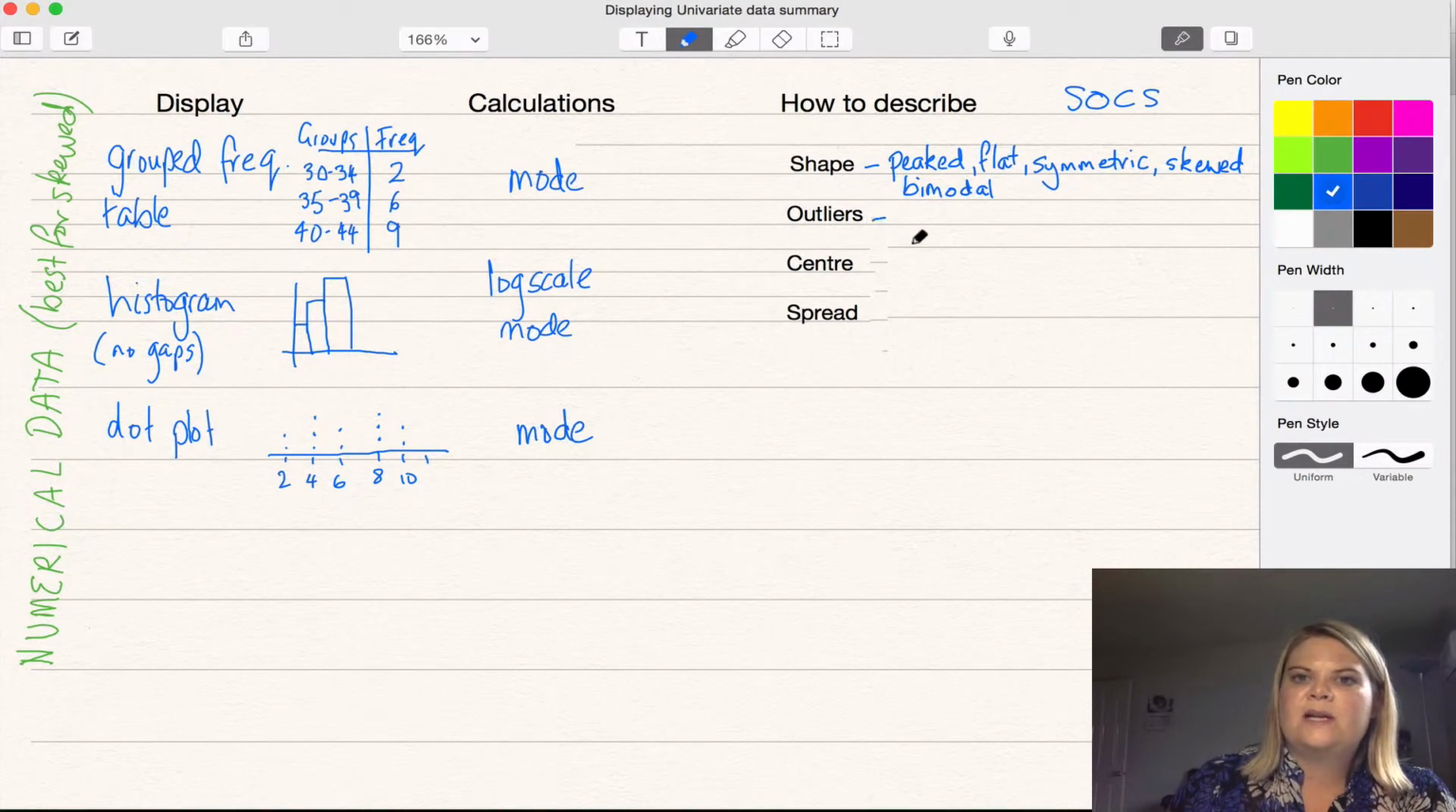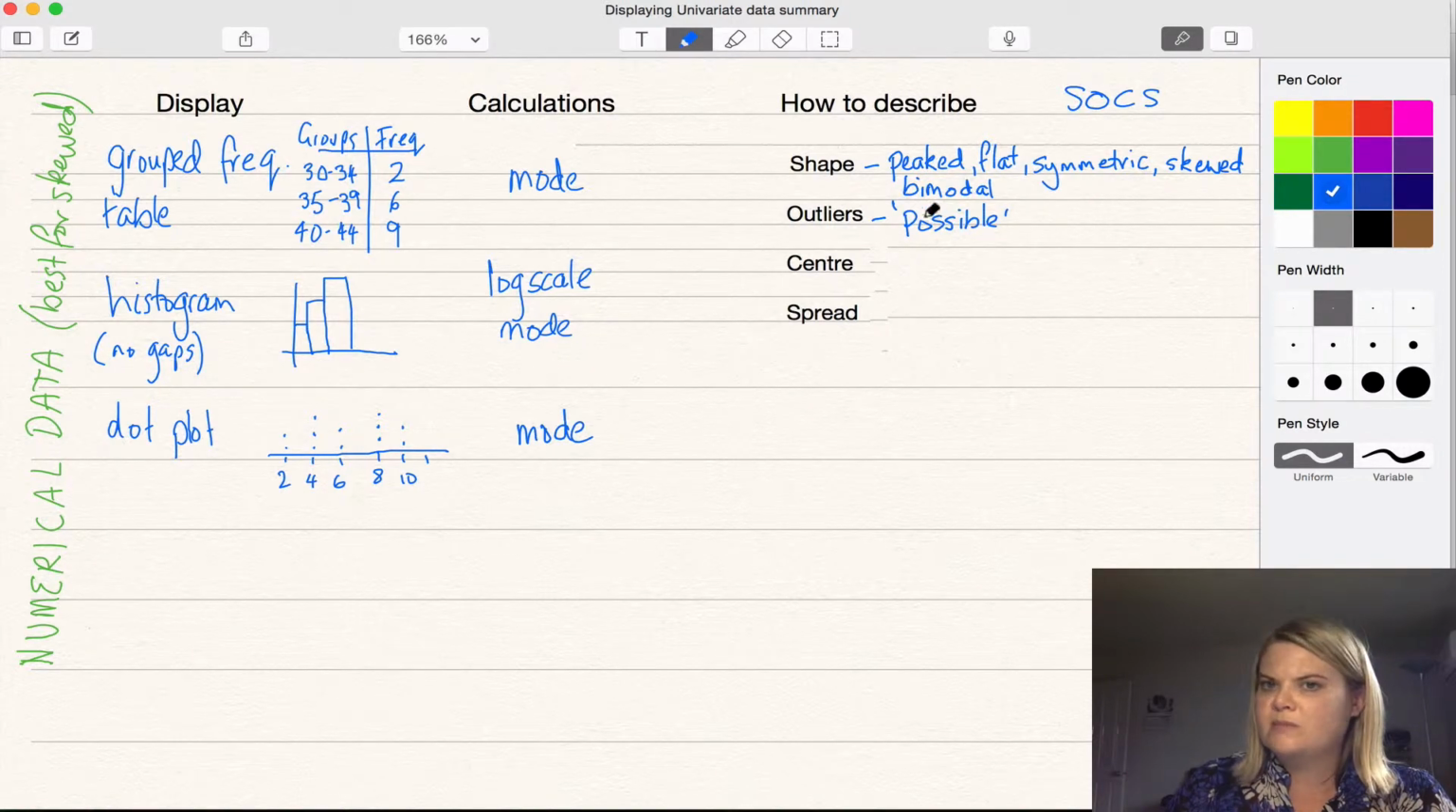When you are describing any outliers you can see, you need to make sure you list them as possible outliers, because we haven't calculated yet the upper and lower fence. So things that just look like they're a bit out of place, just put them down as a possible outlier.